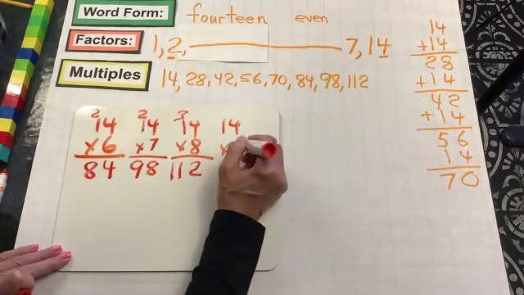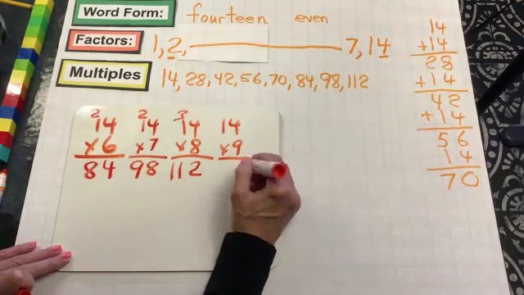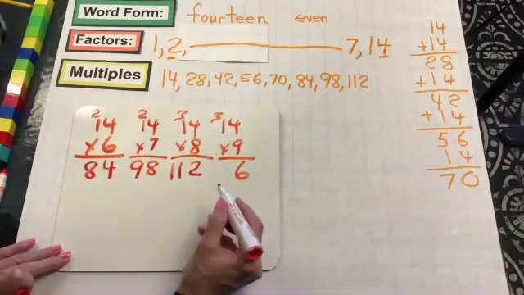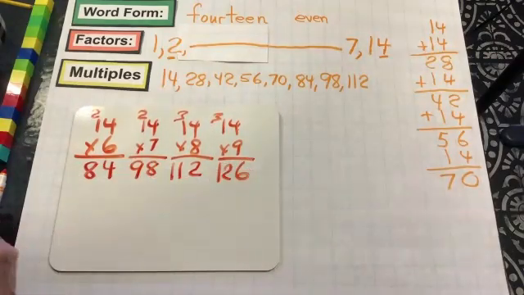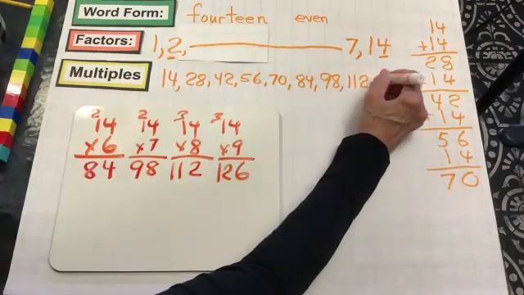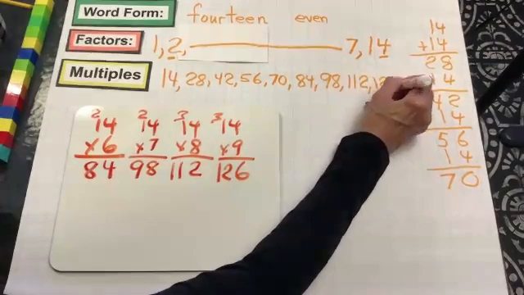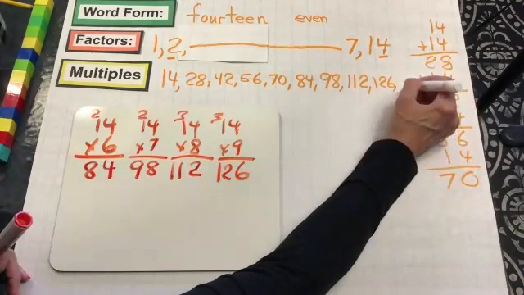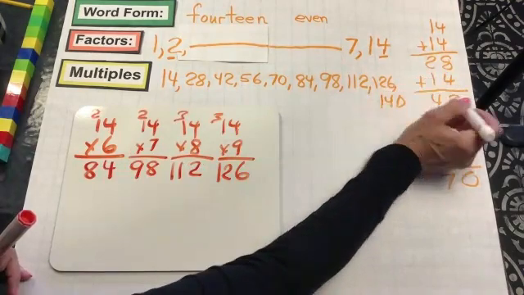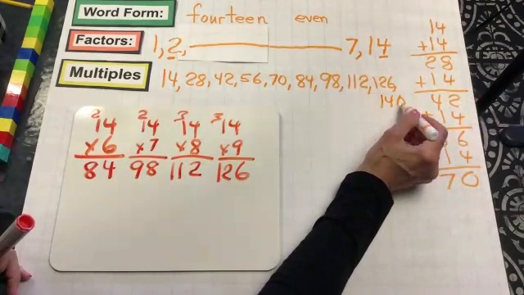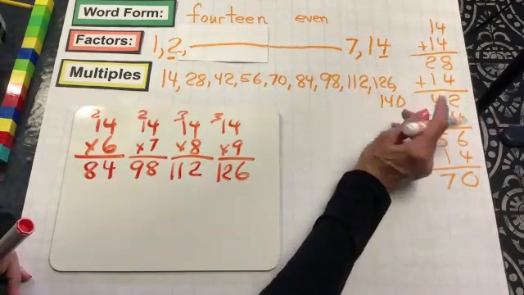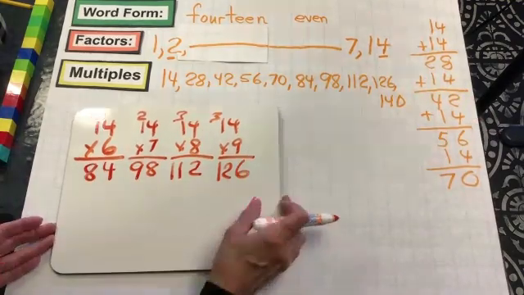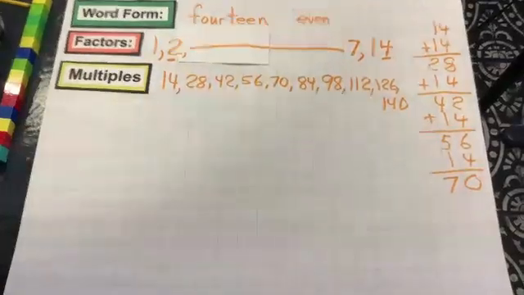Then we do 14 times 9. 9 times 4 is 36. Carry the 3. 9 times 1 is 9 plus 3 is 12. So we have 9 times 14 is 126. And then last but not least is 10 times 14, which is 14 with a 0 on the end. That's all you need to know. When you're multiplying by 10, you just plop a 0 right after it, and we're good. So there's our multiples. We only go up to 10 times because otherwise we'd be here forever. So that's a good start.